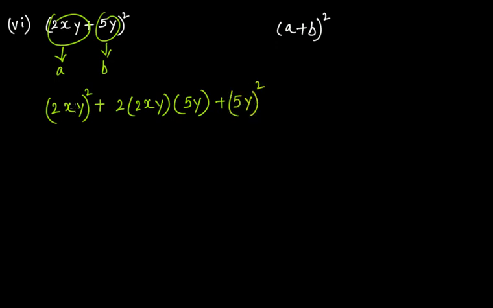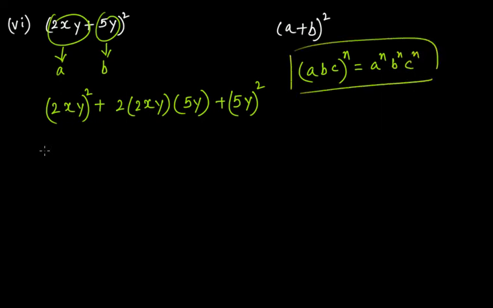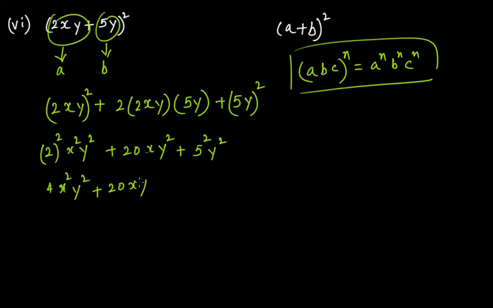whole squared. Now this is of the form (abc) raised to the power of n. This is equal to a raised to the power of n, b raised to the power of n, c raised to the power of n, right? So from here 2 whole squared x squared y squared, plus 2 times 2 is 4 times 5 is 20, then x, then y multiplied by y is y squared, plus this is again 5 squared y squared. From here you get 4x squared y squared plus 20xy squared plus 25y squared. So this is your answer for this one.